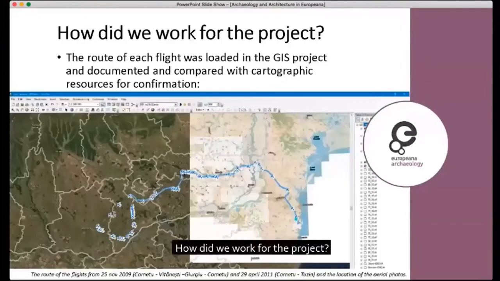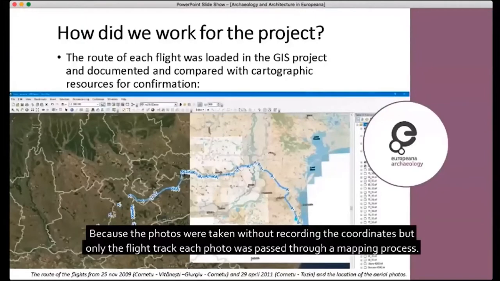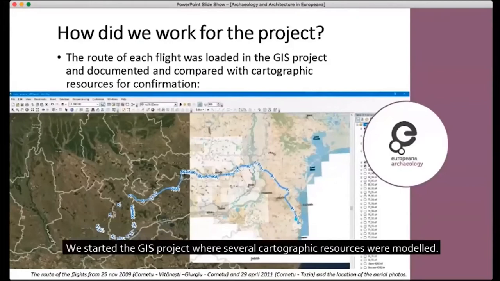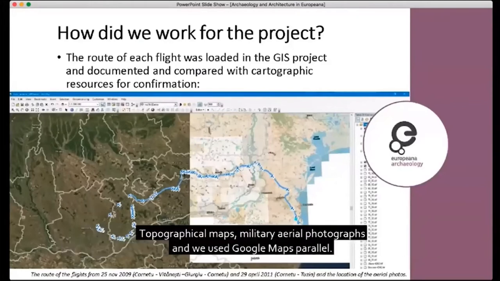So how did we work for the project? Because the photos were taken without recording the coordinates, but only the flight track, each photo was passed through a mapping process. We started a GIS project where several cartographic resources were molded, topographical maps, satellite imagery, military aerial photographs, and we used Google Earth in parallel.